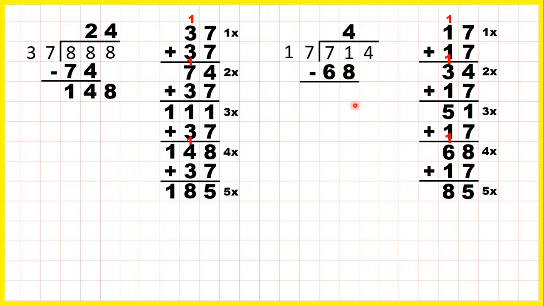Now we subtract and bring down. So 71 minus 68 is 3, and we bring down the 4. So we have 34 divided by 17. We can see that that's exactly 2 times 17, so the last digit of our answer is a 2. So 714 divided by 17 is 42.